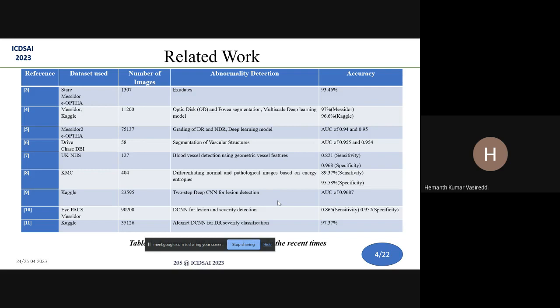For example, if we consider the first one where they focused on exudates, identifying the exudate regions with Messidor dataset and e-ophtha dataset with 1307 images. And the accuracy they attained is 93.46. In the same way, the next one, Kaggle dataset with 11,200 instances, where they have tabulated both the accuracies. And similarly, the other references as well with all the possible grading and the accuracies.